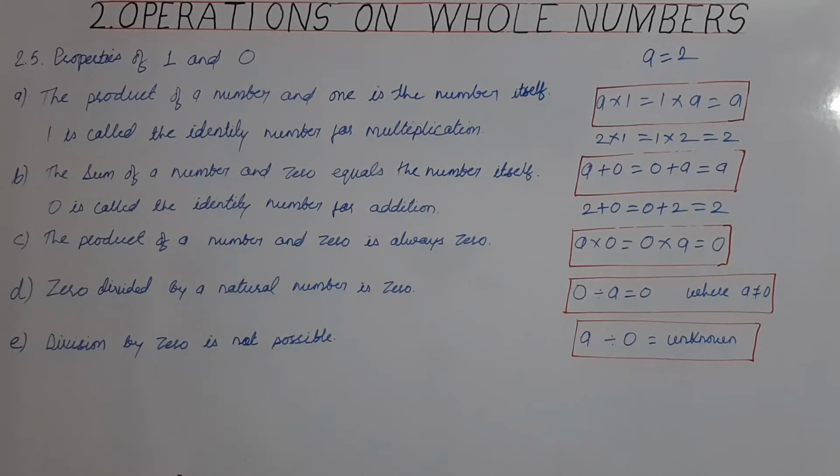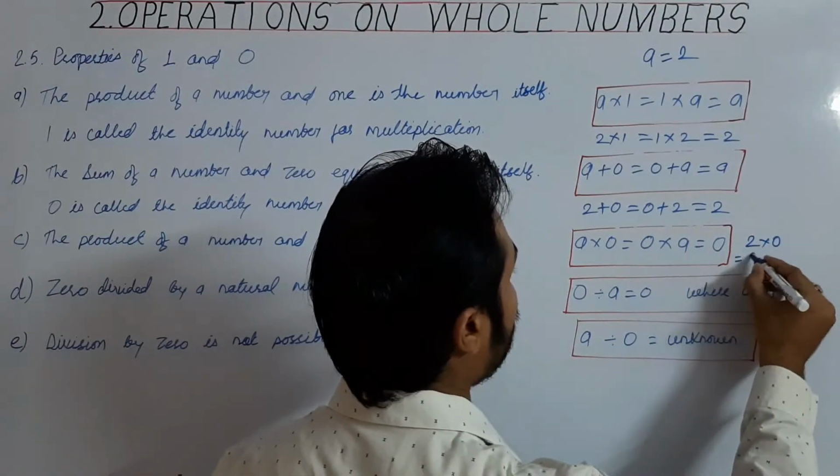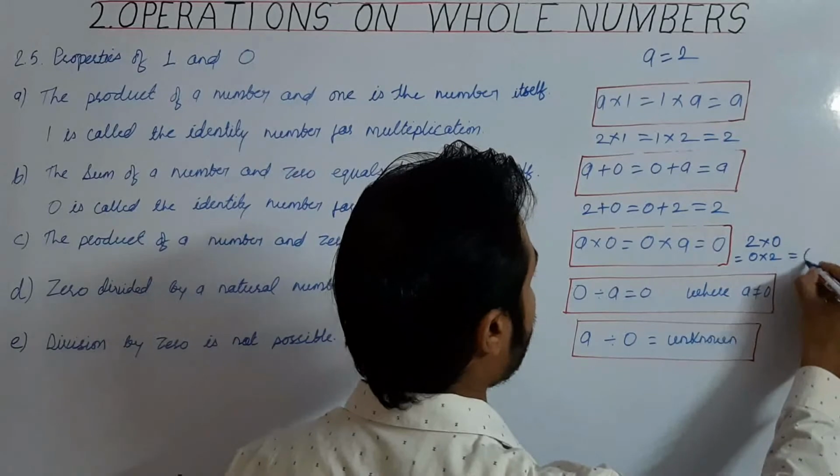Third property, the product of a number and 0 is always 0. A into 0 equals 0 into a equals 0. For check, 2 into 0 equals 0 into 2 equals 0.